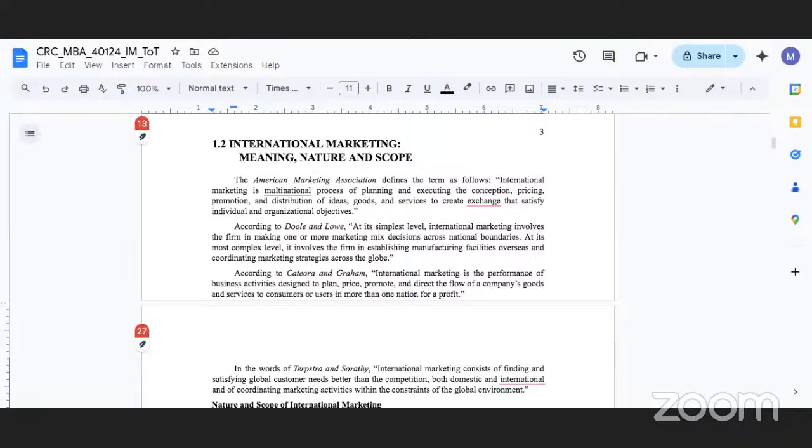And what is it that you are executing and planning? The conception, pricing, promotion, and distribution. So, all aspects of a product. And is it just a product in its basic sense? No, it can be ideas, concepts, goods, services. To create exchange, how is this exchange possible?